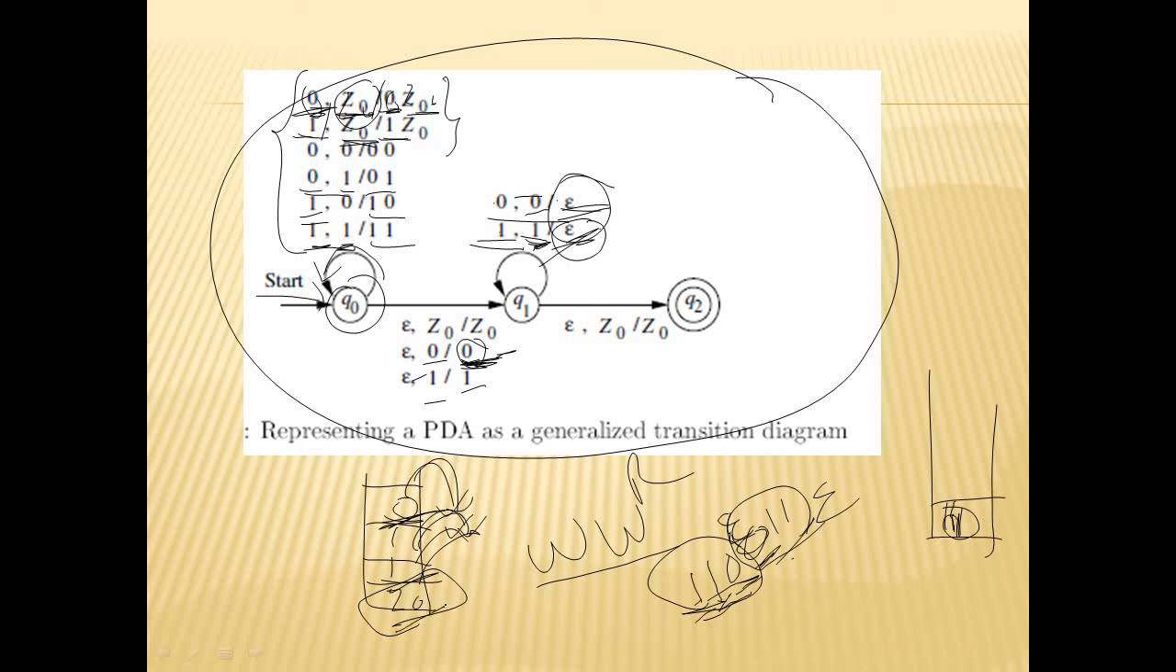Next Z0. Z0 is there, and input we don't have. The input is epsilon, and the stack symbol is Z0. Just Z0 will be there. We are not pushing anything, and we reach Q2. So this is about the graphical representation of pushdown automata. In the next class, we will discuss how we are going to implement pushdown automata and all these things. Thank you.